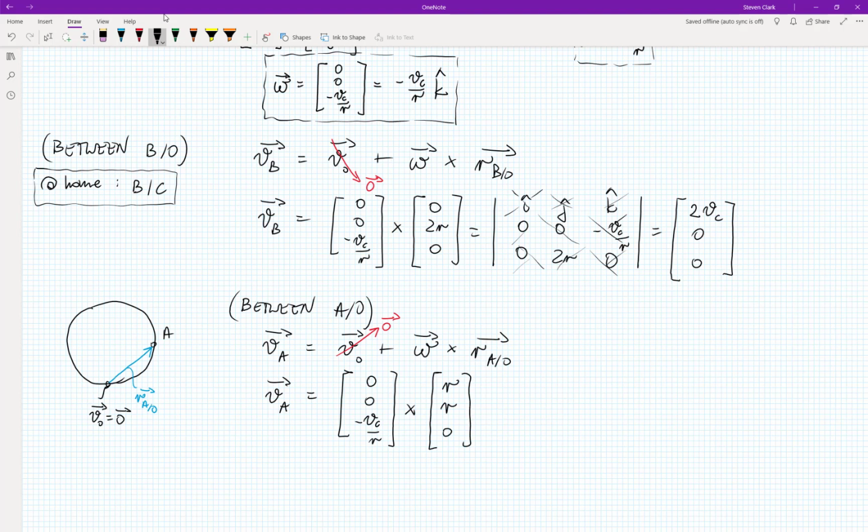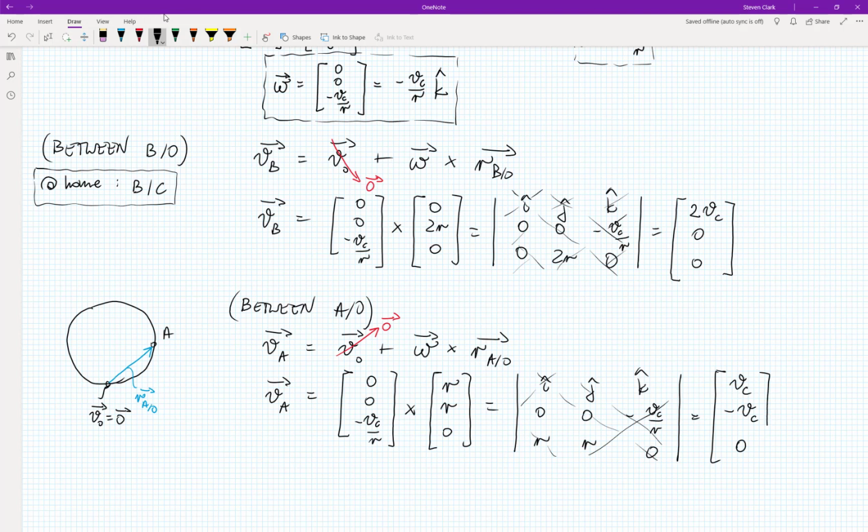R, 0. Okay, determinant. (0, 0, minus VC divided by R), (R, R, 0), and this will be (VC, minus VC, 0). Okay, so our velocity at A will look like that.